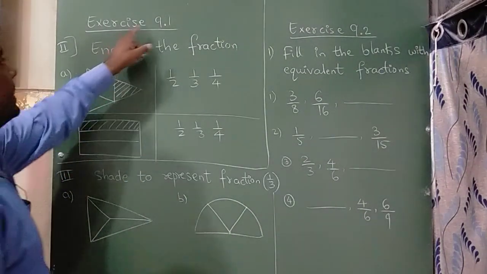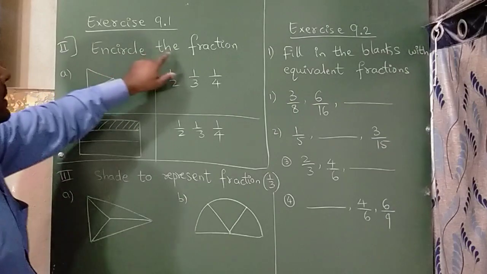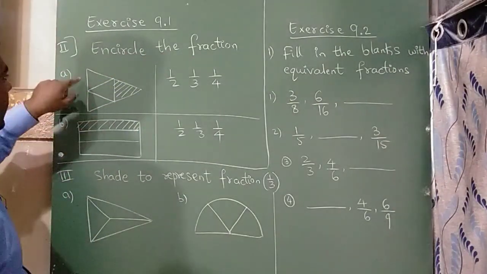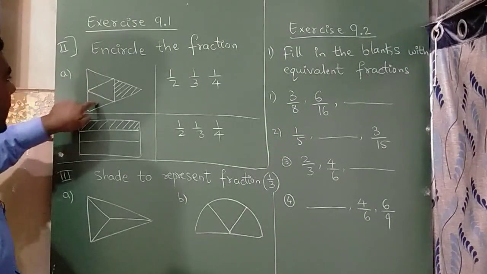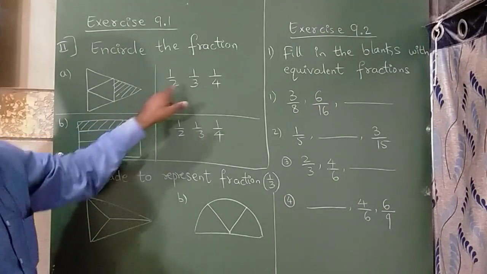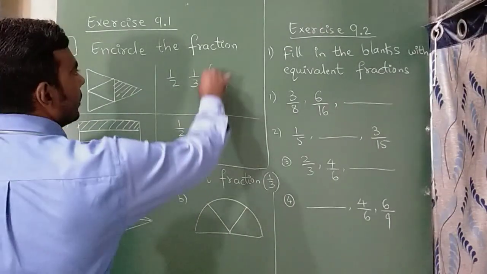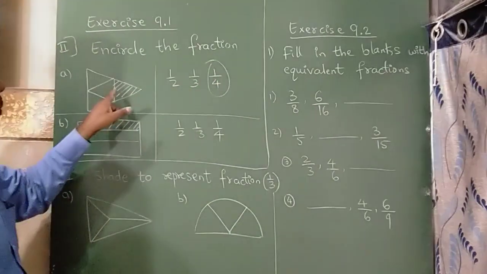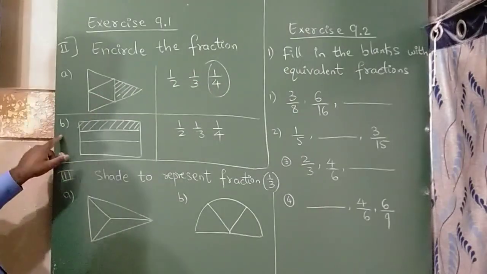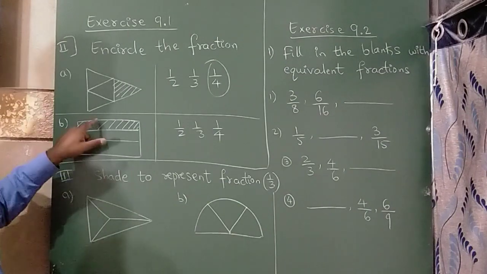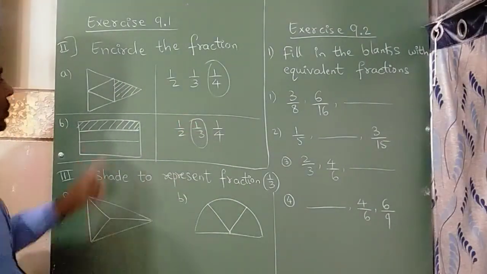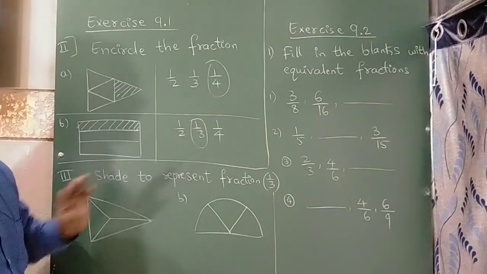Yeah. Exercise 9.1. So encircle the fraction. So this is the diagram what they have given. So here you can see 1, 2, 3, 4. Okay, and 1 is shaded. So among this you need to encircle that. So it is this one. 1 is shaded and there are 4 equal parts. Fine. Now the second one, 1, 2, 3 and 1 is shaded. So among this is the answer. So 1 is shaded and there are 3 equal parts.